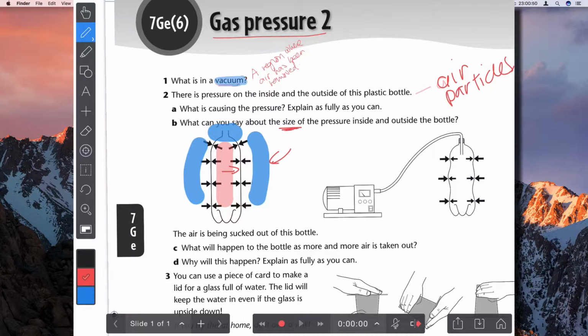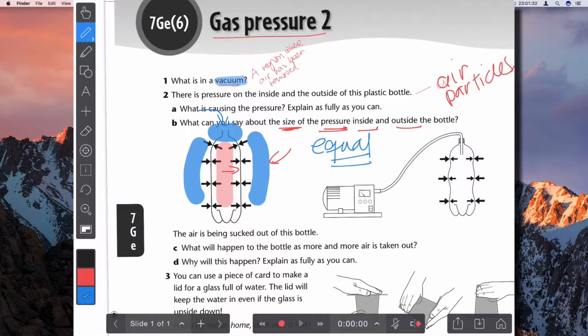What can you say about the size of the pressure inside and outside the bottle? Because it's open at the top, the pressure is equal. Equal pressure inside and equal pressure outside, which keeps the bottle intact. Even if you do close the bottle as it is now, the air inside remains the same and the air outside, the pressure still remains the same. So the bottle does not collapse or get bigger, it stays the same.